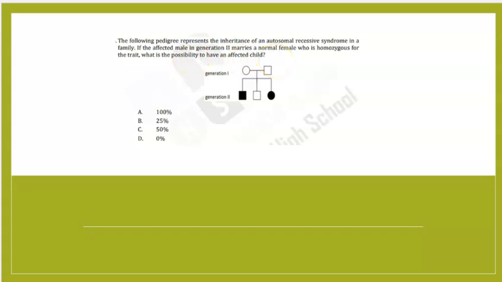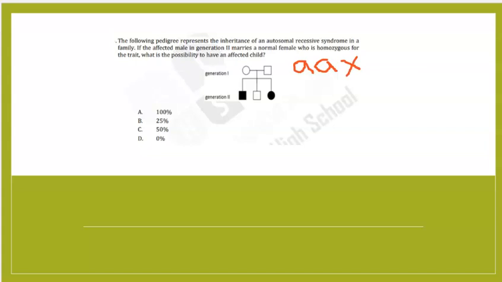Okay, now let's figure this out with the same concept. We'll figure out the genotype first. Affected male and autosomal recessive, so it has to be 2 small letters. Now he's marrying a normal female who is homozygous.